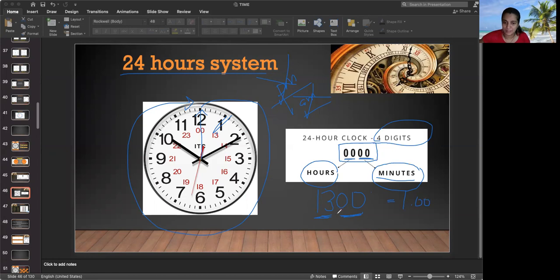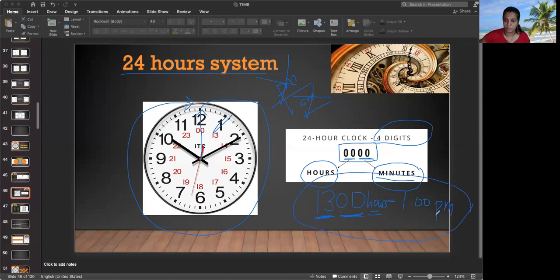Now, since 1300, how do you read this? You read this as 1300 hours. This word is super important. You must mention hours. You don't say 1300 p.m. You don't say 1300 a.m. No, that's wrong. You would say 1300 hours. And that converts to 1 p.m. And this is super important.